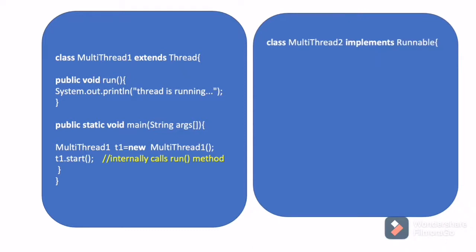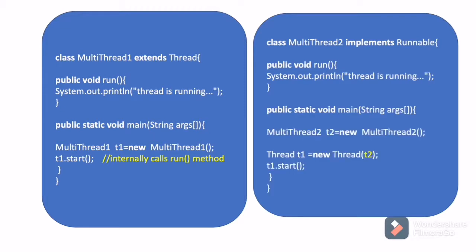Next, by implementing the Runnable interface. This class also consists of a run method and a main method. Inside the main method we have created an instance of the class, and there is one extra step to create the thread, because we have just implemented the Runnable interface, and to start the thread we need the start method. This start method is available in the Thread class. So for that purpose we create Thread t1 equal to new Thread(t2). Here t2 is the instance of our class. So now we can access the start method. This start method again internally calls the run method and executes it.